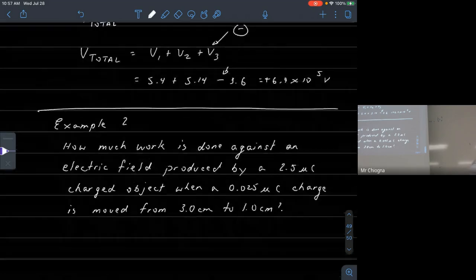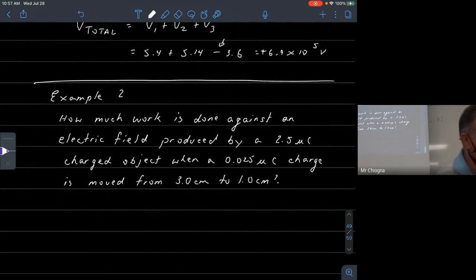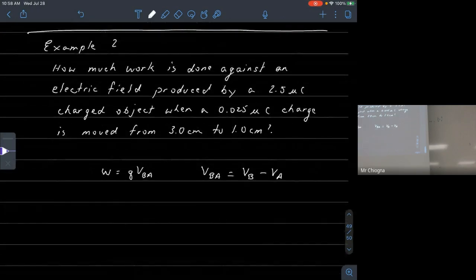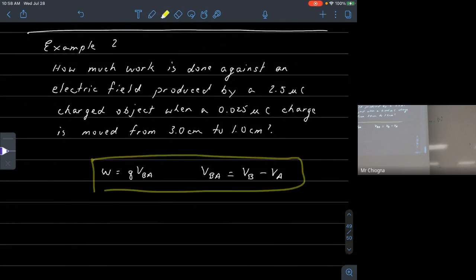Okay, so I'll show you visually what's going on. Remember this, work is going to be equal to Q, V. We're going to get a little bit more exact, we're going to add this subscript, VBA, the difference, or VBA is the difference between electric potentials. Okay, so I'll show you what this refers to in the diagram.